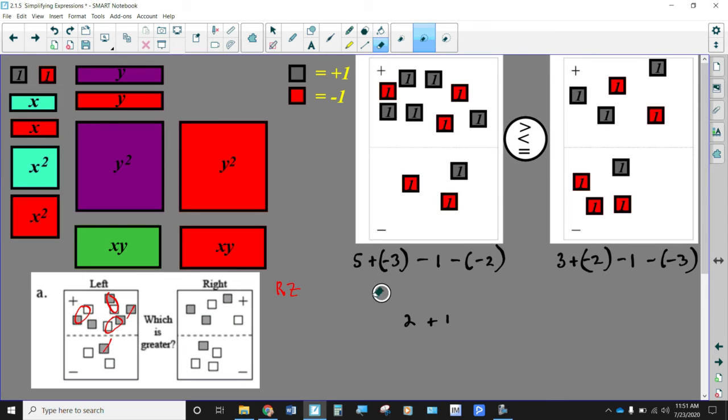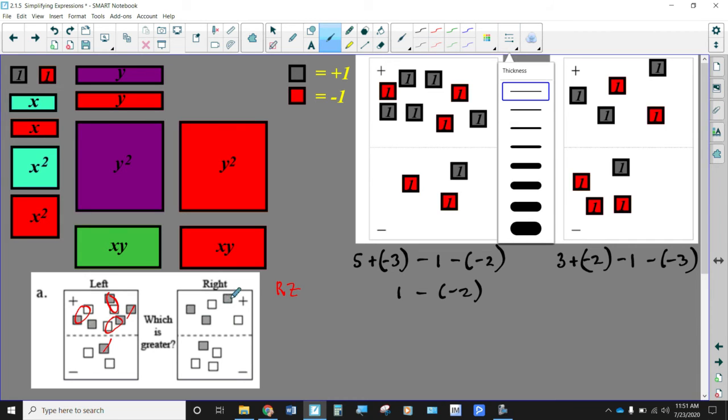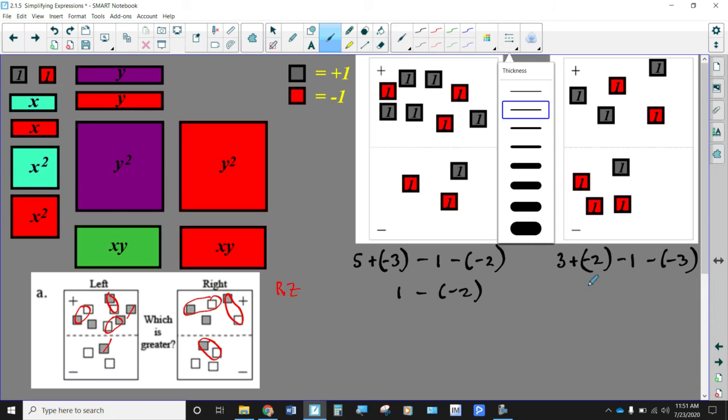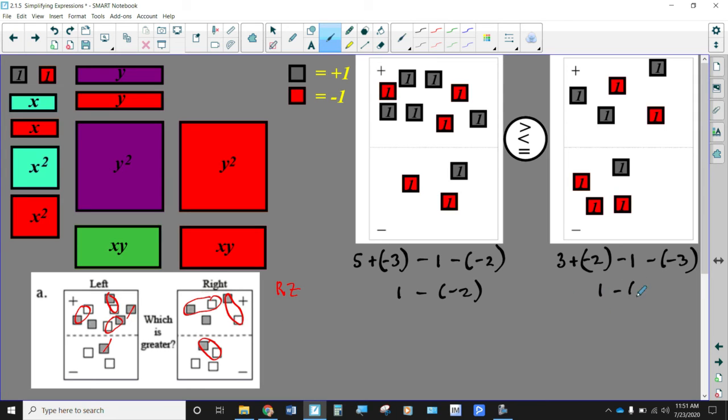So let's go back and rewrite this as 1, right? You would have had 1 there, minus a negative 2, which would eventually give us a positive answer of 3 for this mat by the time we move things across. Let's just leave it like this. And on the right-hand side, what do we have going on here? We've got a 0 pair here. We've got a 0 pair here. We've got a 0 pair here. And then that leaves us with, on the right side, a 1 minus a negative 2.